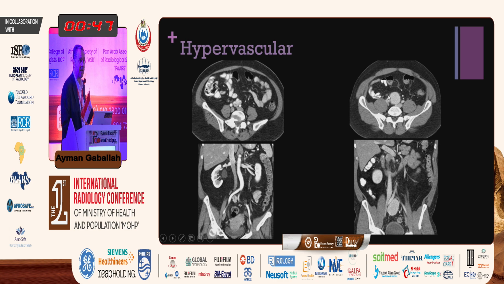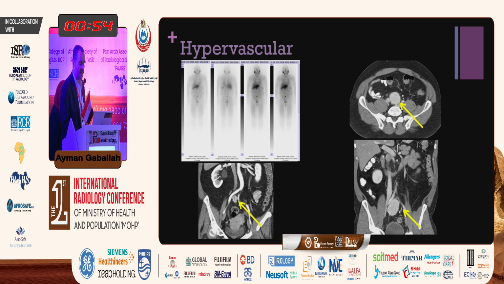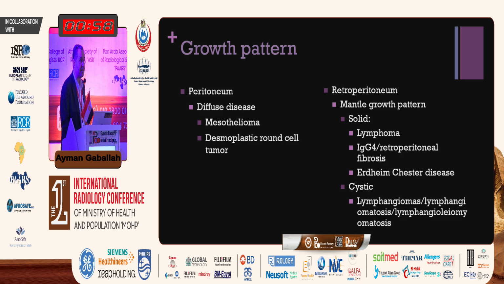And the second one is very common as well, which is Castleman disease, the hyaline vascular one. And we have done an MIBG scan, and one of them was positive. So this one was a paraganglioma, and the second one was Castleman disease.